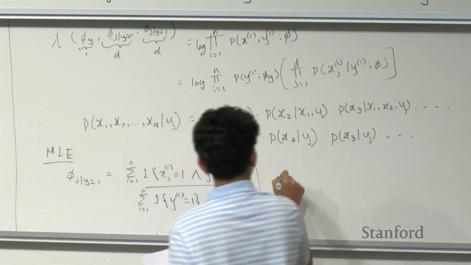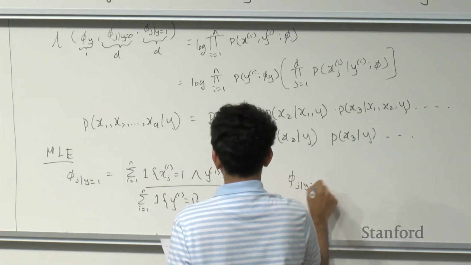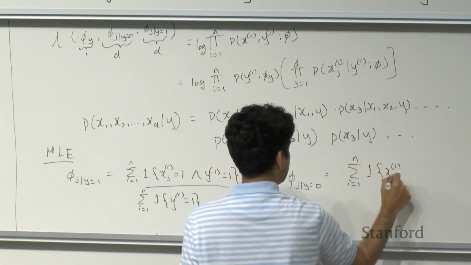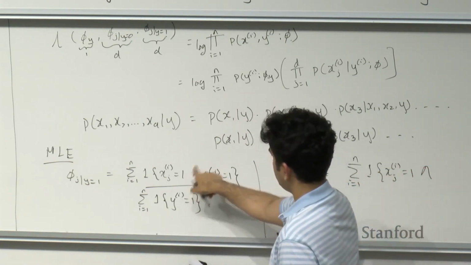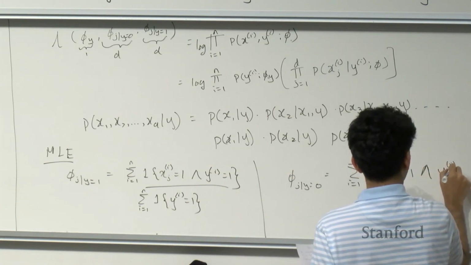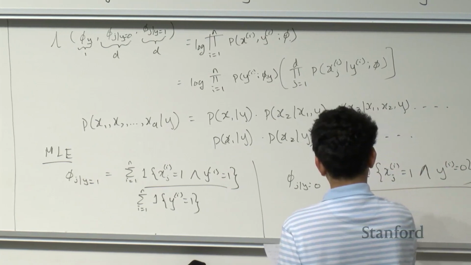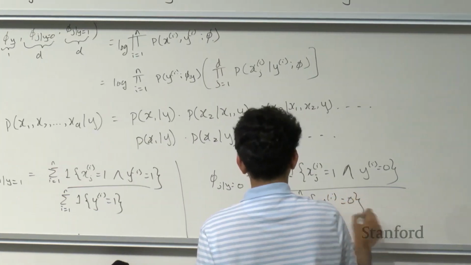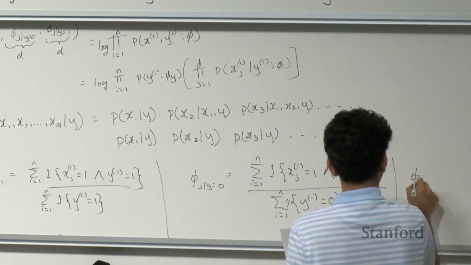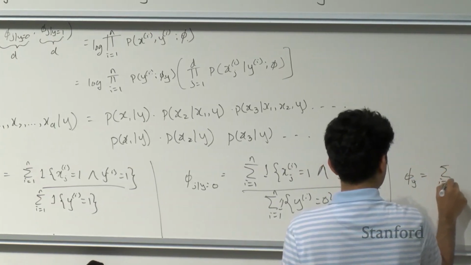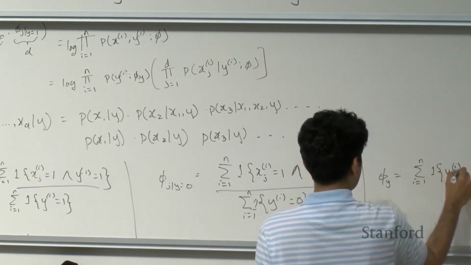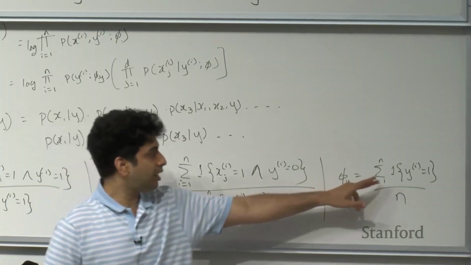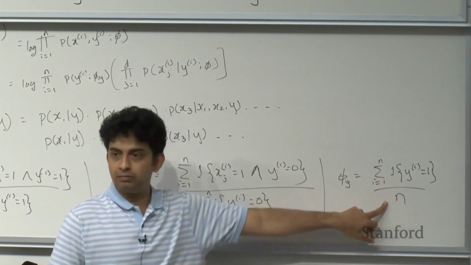And similarly, phi j given y equals 0 is the same story: sum over i equals 1 to n, indicator x i j equals 1, and this is the logical and, right? And y i equals 0, divided by sum over i equals 1 to n, indicator y i equals 0. And finally, phi y is sum over i equals 1 to n, indicator y i equals 1, divided by n. So the phi y parameter is estimated as the number of spammy messages divided by n.